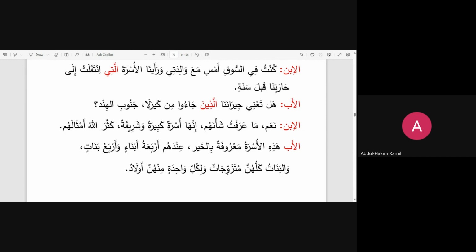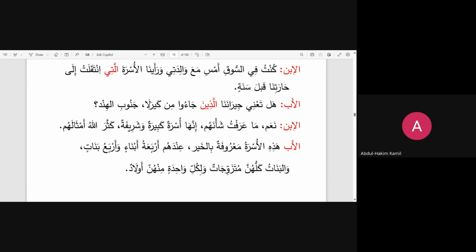That's why he's saying usra kabira sharifa. Like it's a big honorable family. Like I didn't know the situation. I didn't know their status, their prestige. I didn't know the honor that they had, status. ما عرفت شأنهم. That's what you call شأن, somebody's status. ما عرفت شأنهم. إنها أسرة كبيرة وشريفة. What does that mean? They are a big and noble family. Honorable family. What does this mean?